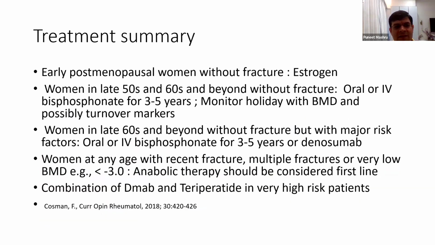Now, if it is early postmenopausal, if they're premature menopausal without a fracture, we must consider hormone therapy. If they are in their 50s, 60s, we can consider bisphosphonates and also denosumab. But if they have very low BMDs, if they have a history of multiple fractures, then we must always use an anabolic agent first. If patients have multiple fractures, fractures of spine and hip, then we can consider combination therapy with denosumab and teriparatide.